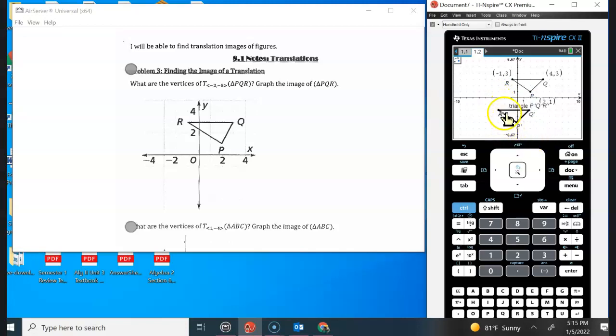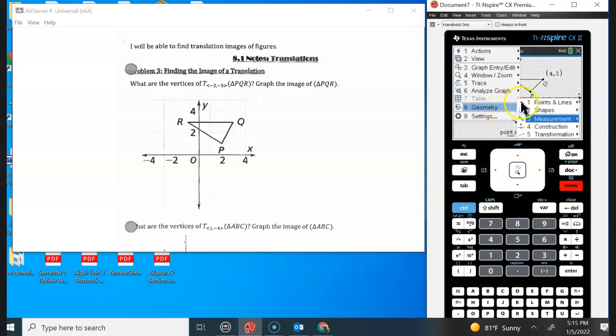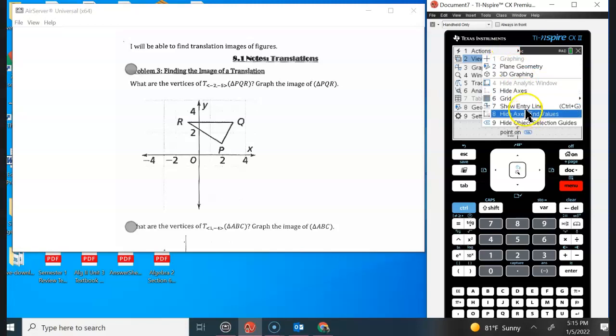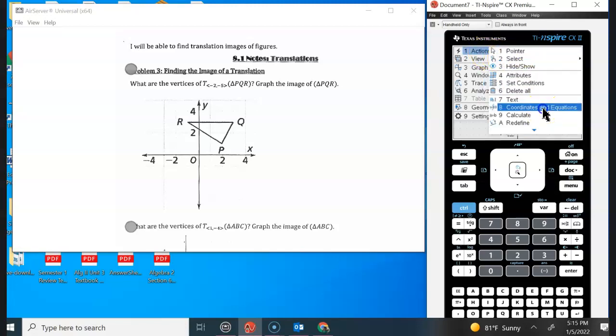So you notice that you have a little, not an asterisk, but an exclamation mark, and that would be called prime. So when it's prime, that means the image has translated or has moved on the coordinate plane. So this right here is your pre-image, and this right here is your new image, okay? So what we're going to do now is go to the menu and view the coordinates.